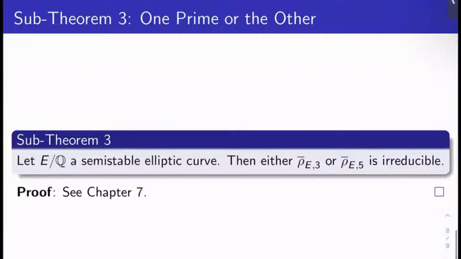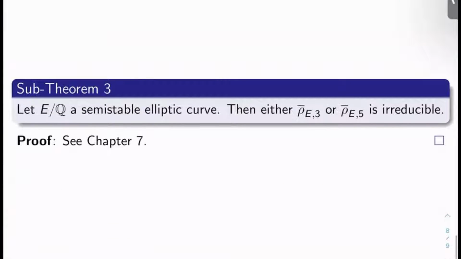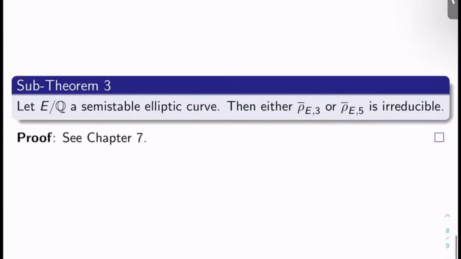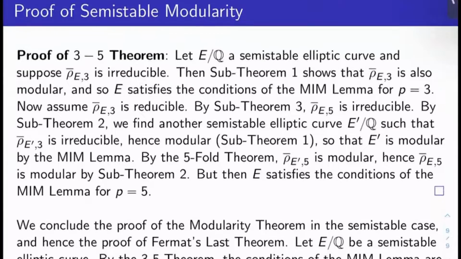Sub-theorem 3, one prime or the other. Here's what sub-theorem 3 says. Let E over Q be a semi-stable elliptic curve. Then either rho bar E3 or rho bar E5 is irreducible, period. We will prove this in chapter 7. Okay? And so now we can finish the proof of everything.